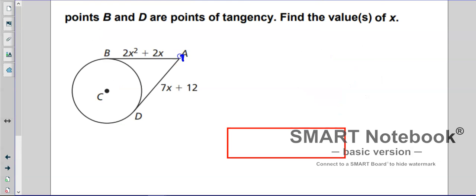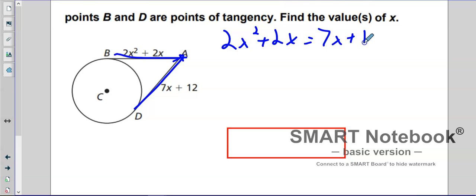All right, point out here, hitting the same circle, tangent. So what we have is 2x squared plus 2x equals 7x plus 12. Now in this one, we need to get everything to the same side, and we're going to do some factoring. So 2x squared, 2x minus 7x is negative 5x. And then we're going to move the 12 over.